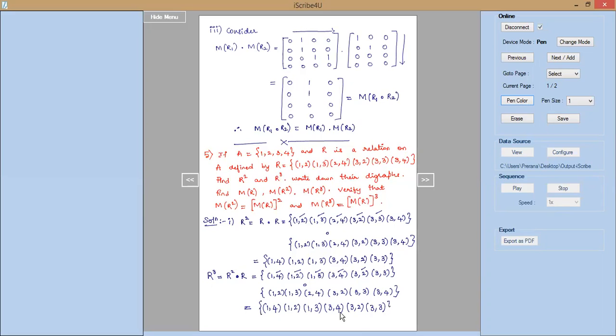Just a small observation: R square and R cube values are equal. Whatever you obtained for R square, that is R composition R, is the same as the answer for R cube that you obtained just now. That's just an observation for your reference. Now the next part of the problem is to write down their digraphs, that is, the digraphs of R square and R cube. Since R square and R cube are the same, their digraphs will be the same. So I'll just write down the digraphs for you.